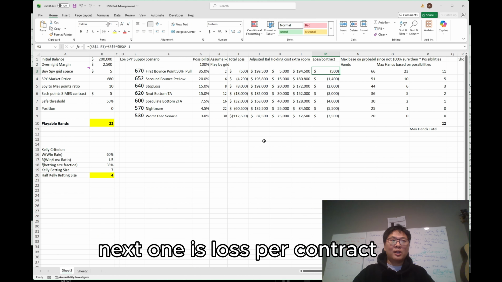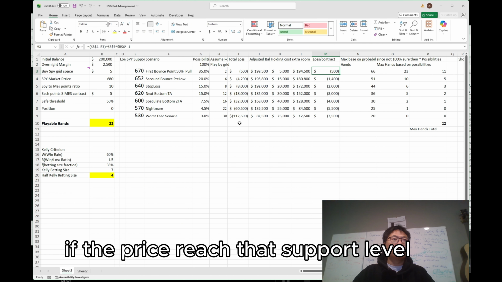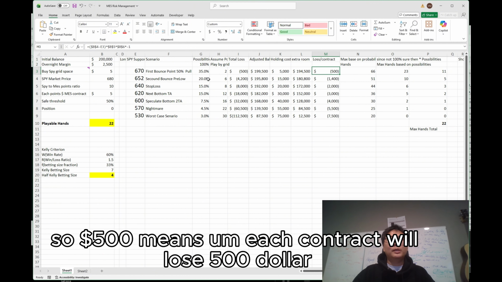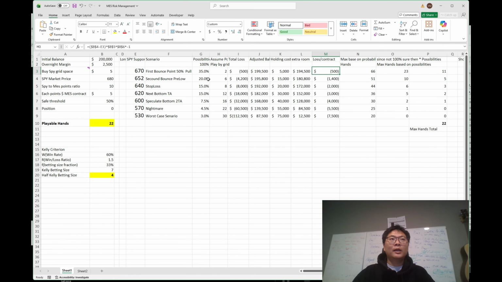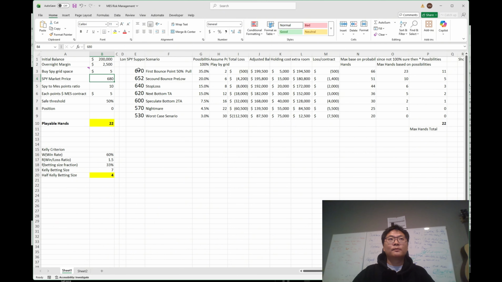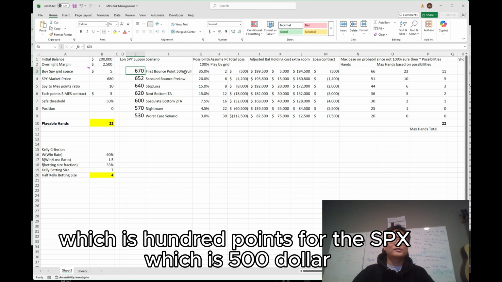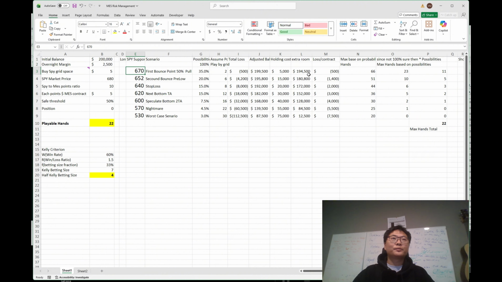The next one is loss per contract. This calculates how much money you lose per contract if the price reaches that support level. So 500 means each contract will lose $500 if the SPY price drops from 680 to 670. That's 10 points, which is 100 points for the SPX, which is $500.